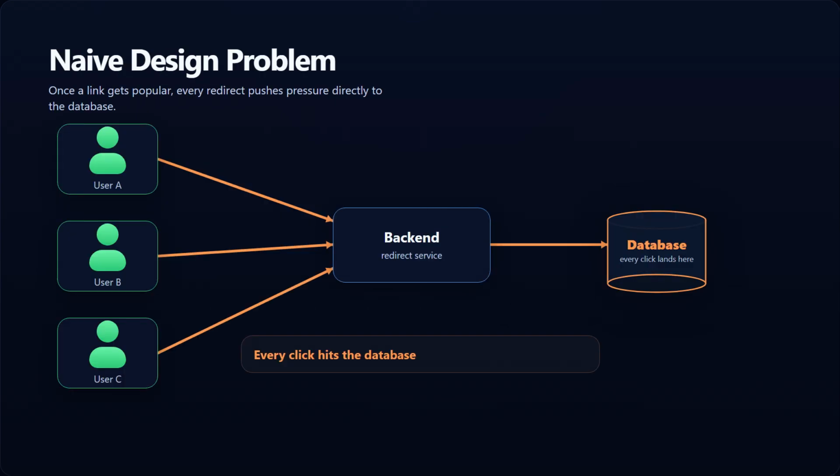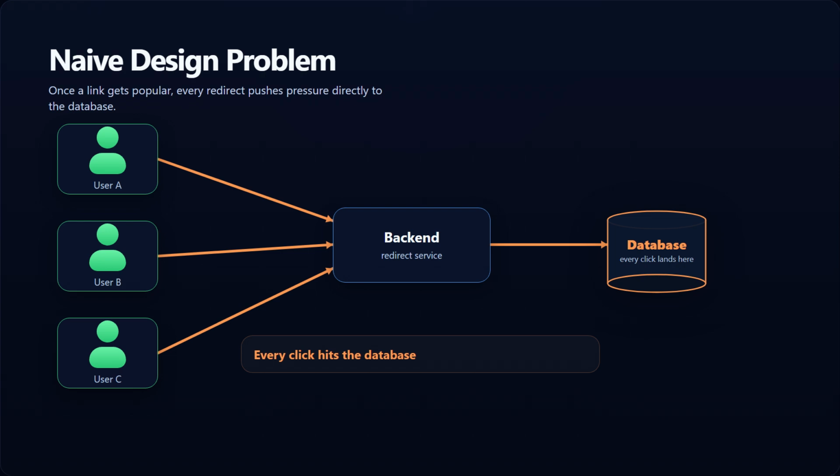The problem is very straightforward. Every redirect goes directly to the database. So if one link gets really popular, it can hit the database over and over again, even though the answer never changes. That makes the system slower, more expensive, and more fragile right when the product is succeeding.